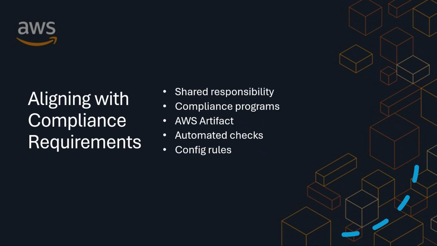Every organization must meet some form of compliance, whether it's PCI, HIPAA, SOC, GDPR, or internal audit requirements. AWS follows a shared responsibility model where AWS secures the infrastructure while you secure your data and workloads. AWS supports a wide range of compliance programs, and AWS Artifact provides the reports and documentation needed for audits. With AWS Config rules, you can continuously evaluate the resources against your security and compliance baselines, catching deviations before they turn into risks.